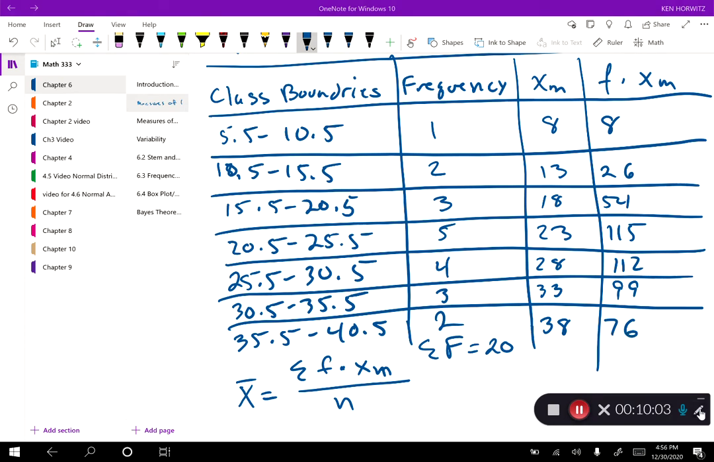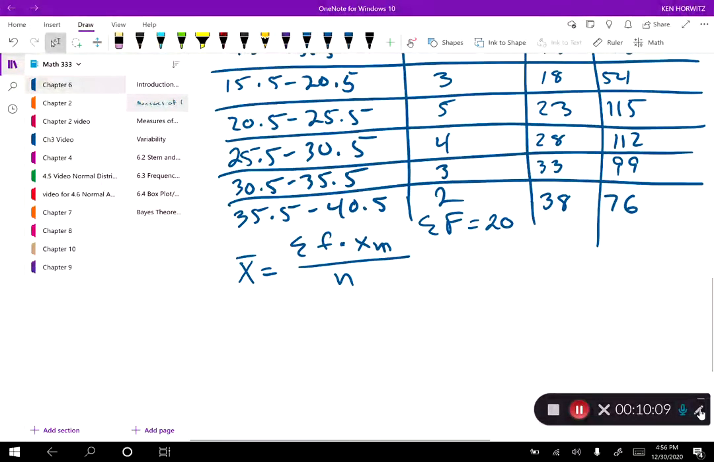All right. The next thing we're going to do is add up our frequency times our midpoint. I'm just going to scroll down a little bit to get more room. If I add up my frequency times my midpoint, I get 490. Feel free to check my work, make sure it is 490.